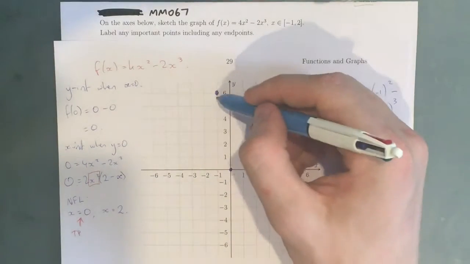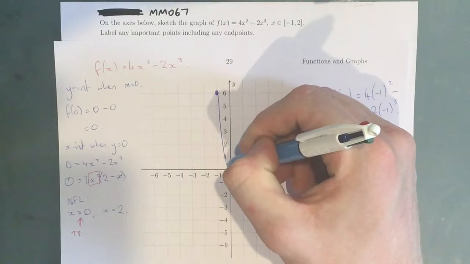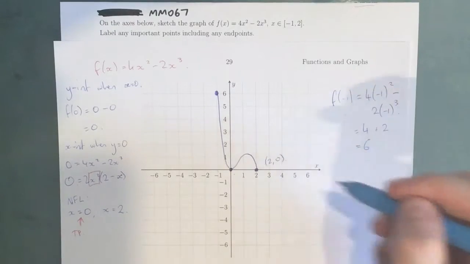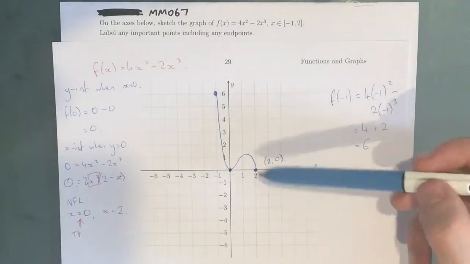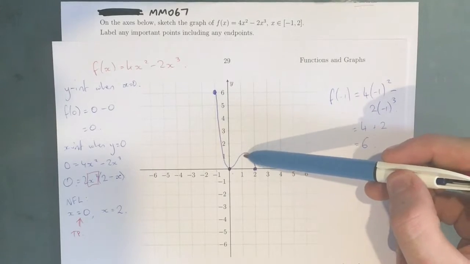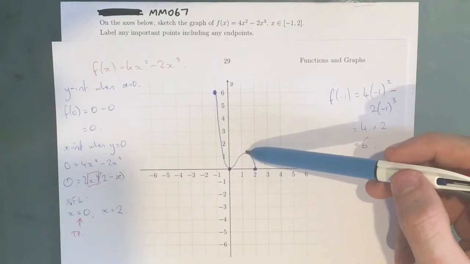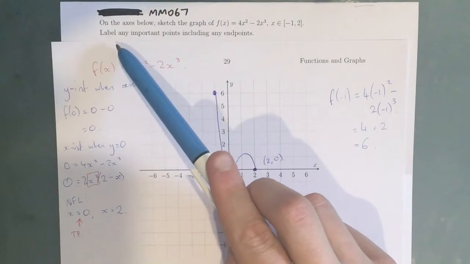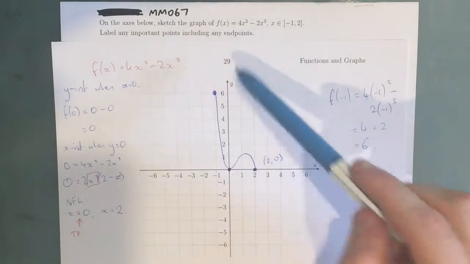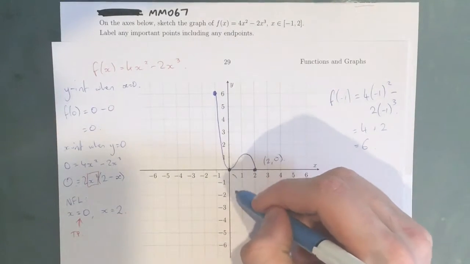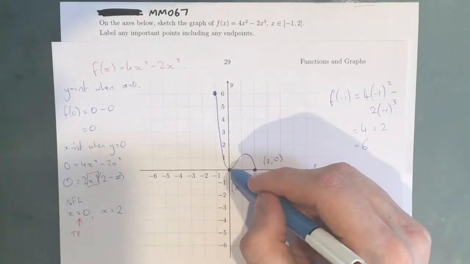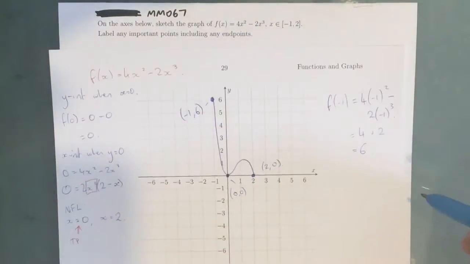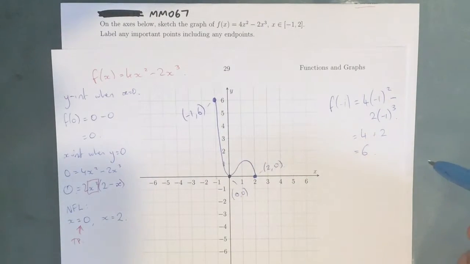So now we can draw it. Our graph comes down like this, has a turning point at (0, 0), comes up like this, and then stops at (2, 0). Like I mentioned before, we don't need to label this turning point because in the version that you have, the sentence will say label axis intercepts and endpoints. So you won't need to label this turning point. But this here is (0, 0) because that's still an axis intercept regardless of whether it's a turning point or not. And this endpoint is (-1, 6). And that's it. That is our graph.